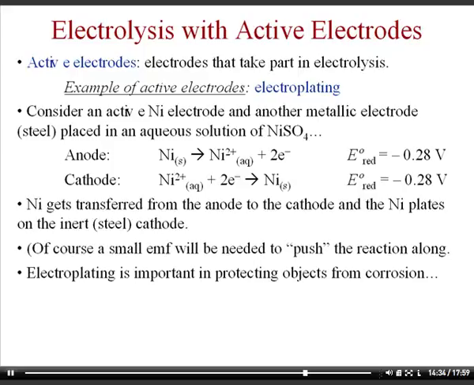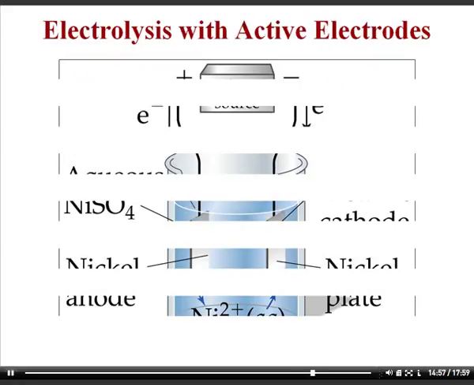And electroplating is an important protection process to keep objects from corroding, such as stainless steel. Steel is coated with nickel, and then it's protected from rusting. So it's sort of like the sacrificial anode concept, except the nickel isn't going to rust, unlike iron would.